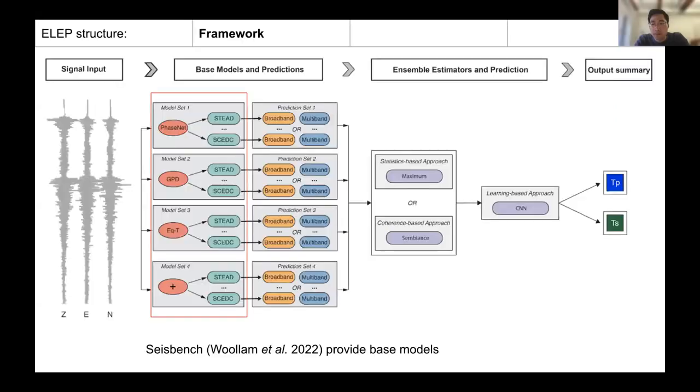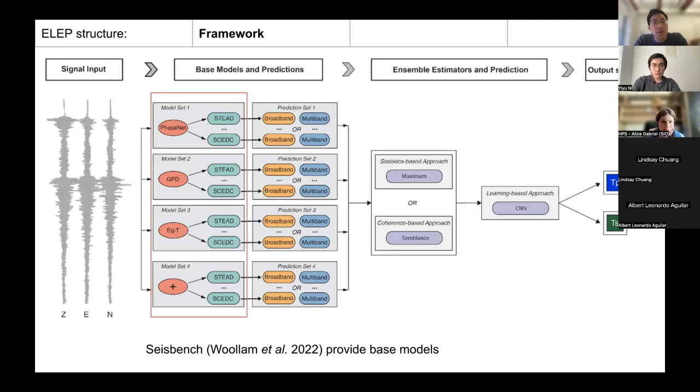Okay, so about the framework, as you see, it's pretty simple, and it consists of four parts. You have the signal input, you have the base model loading and the base predictions, followed by ensemble estimations and predictions, and then you will have the final result as output. So we highly appreciate that SeisBench already provides so many choices of base models, and also helps to train the pre-trained models.